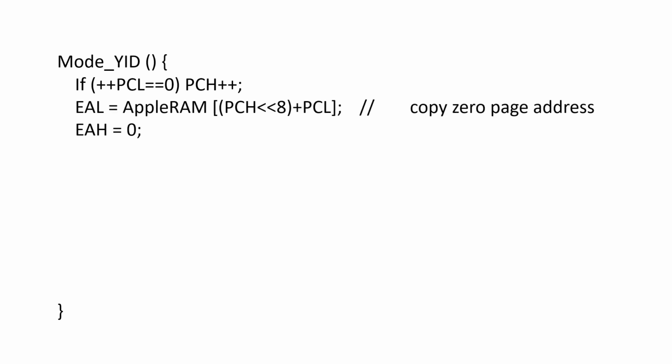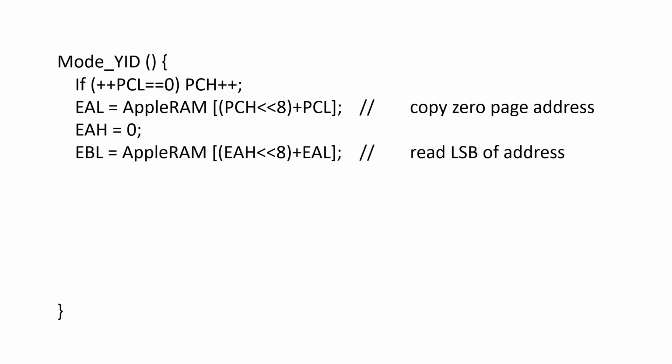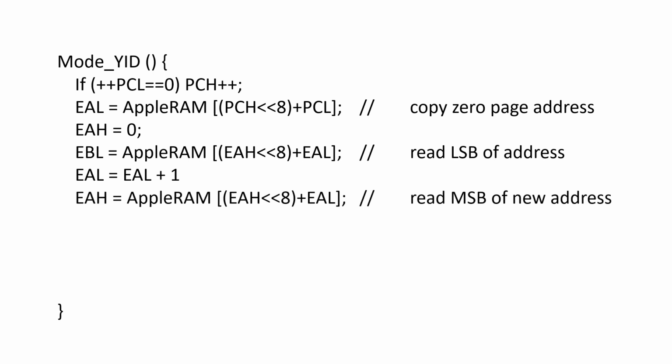Now the first thing we do in mode YID is increment the program counter to get us to the address. We read that value into our EAL register and we clear the EAH register. We then do a main memory read and store this value in EBL. Now this is really the reason we have an EBL register. We still need to use the EAL register for addressing. We increment EAL, keeping it in zero page. Then we read the next value into EAH. We can do this because we don't need to access zero page anymore.